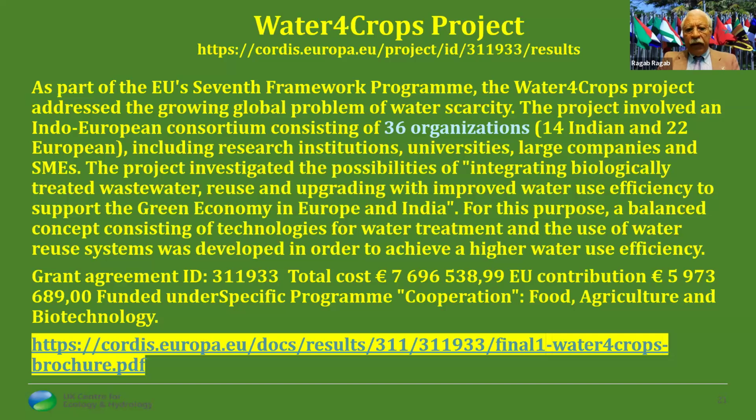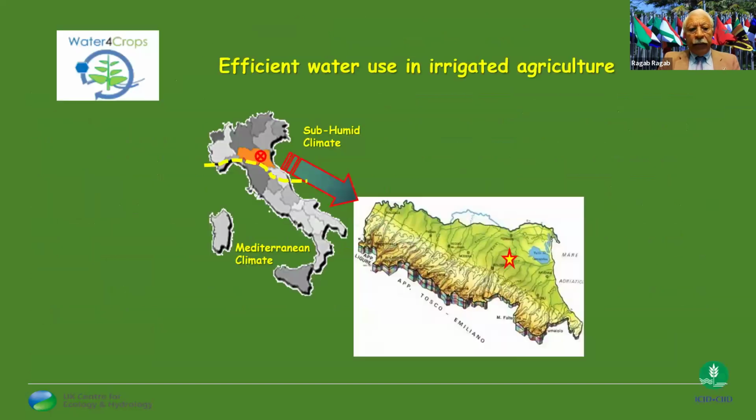In the EU-funded project Water for Crops, that project was funded by the European Commission. It had actually 36 organizations, 14 from India and 22 from Europe. And it has been a well-funded project. We started to look for sites where we can check this equation, and also apply new technology and see how we can measure the evapotranspiration and accurately calculate the crop water requirements.